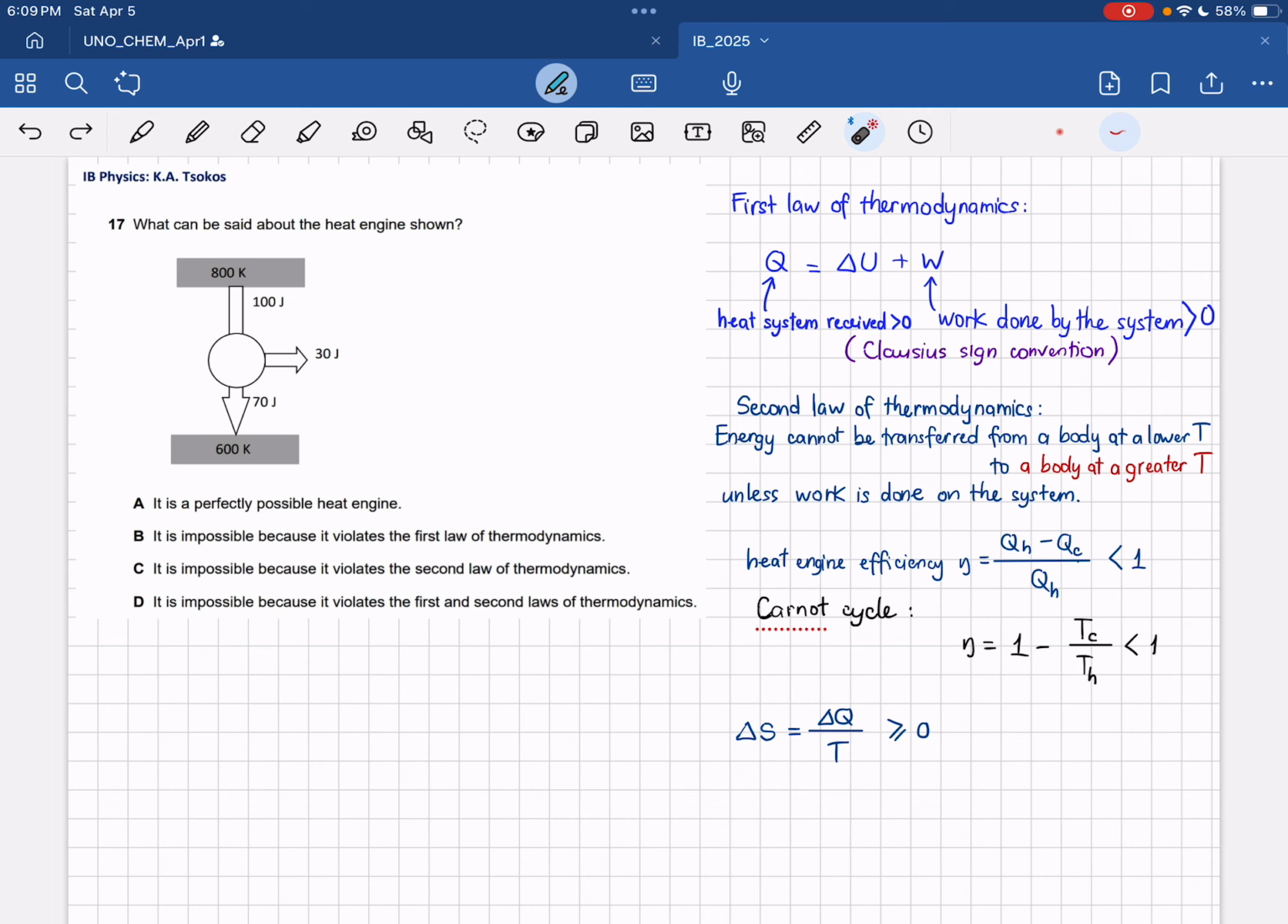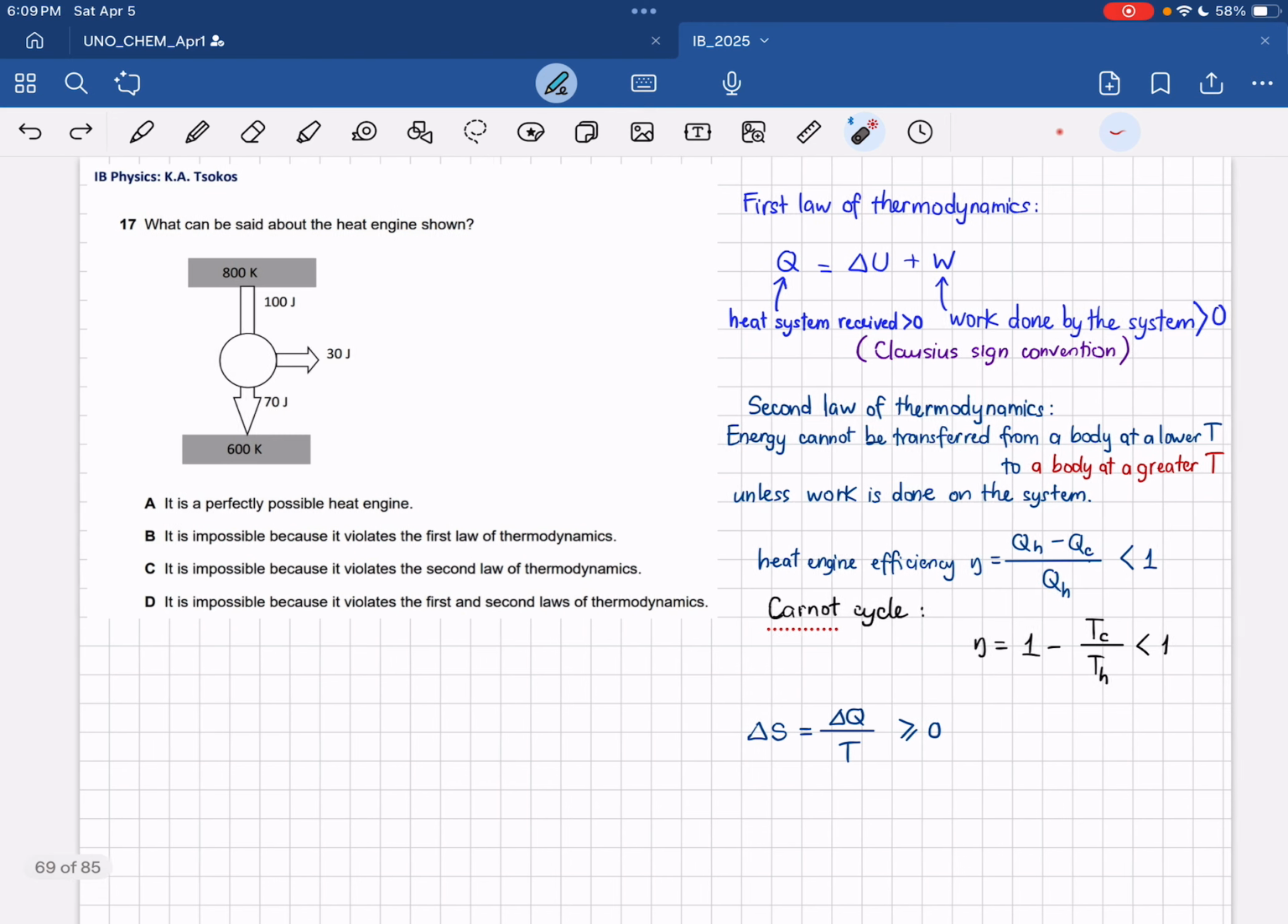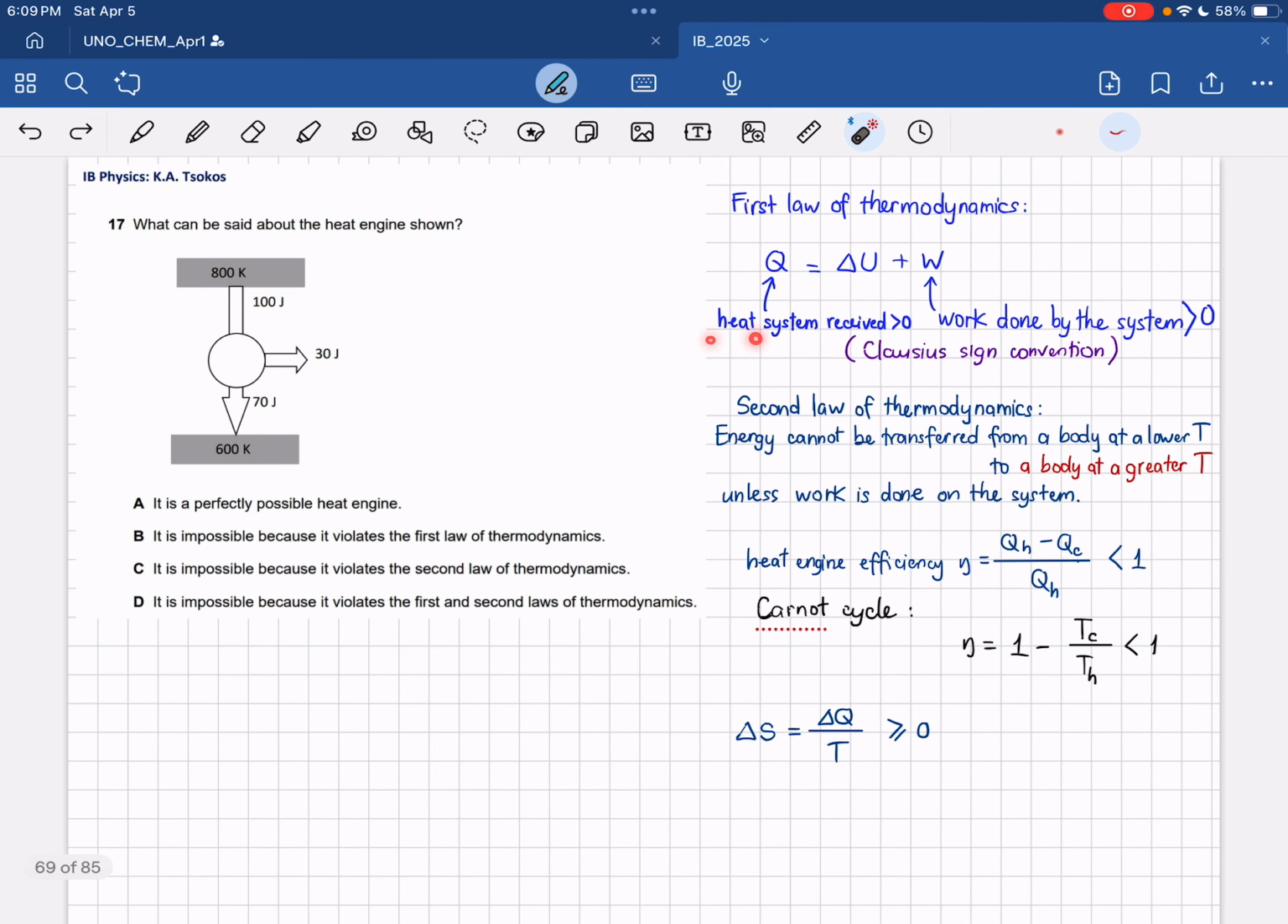So if a system receives an amount of energy in the form of thermal energy, that is heat, it gets heated up, then all the molecules inside the system will have a higher kinetic energy. They will move around faster. That means it has a higher internal energy. So it will have a change in the internal energy, and also it has the ability to do work on the surroundings, to the outside surroundings.